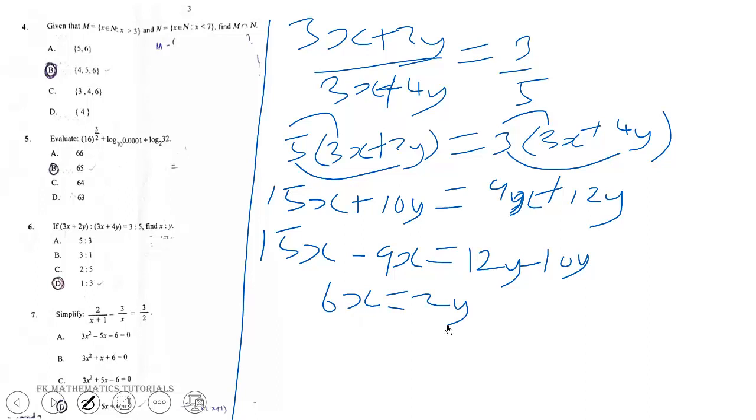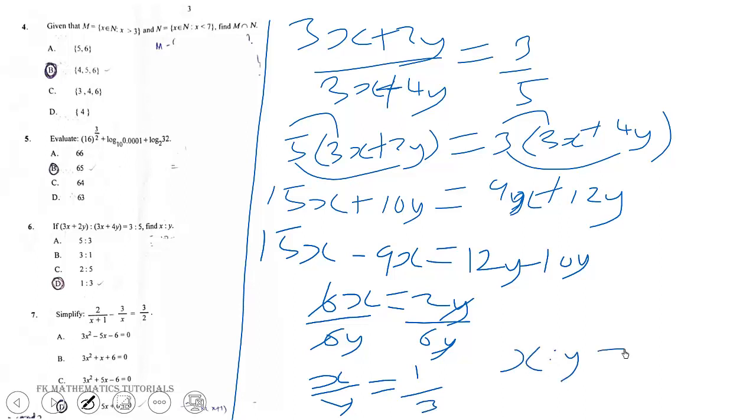2y. So dividing through both sides by 6y, so that the y will cancel, and the 6 will cancel. Then we will get x over y is equal to 2 over 6, which is 1 over 3. So the ratio x is to y is 1 is to 3, as you see here.